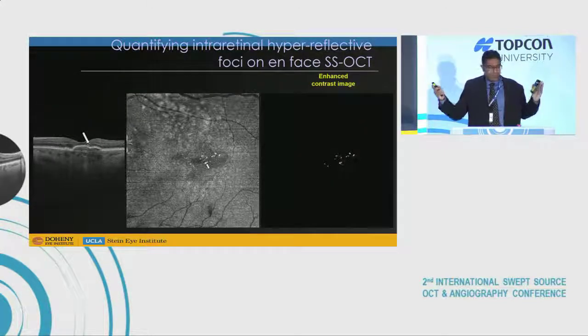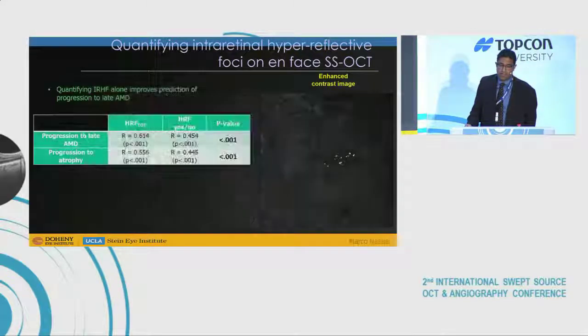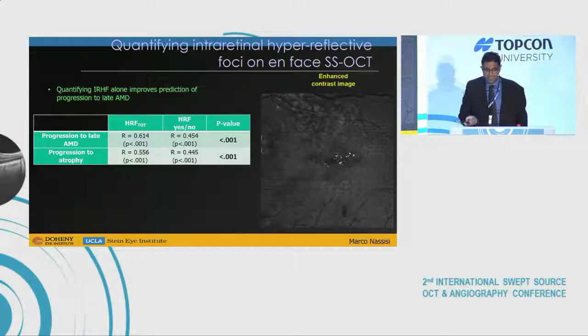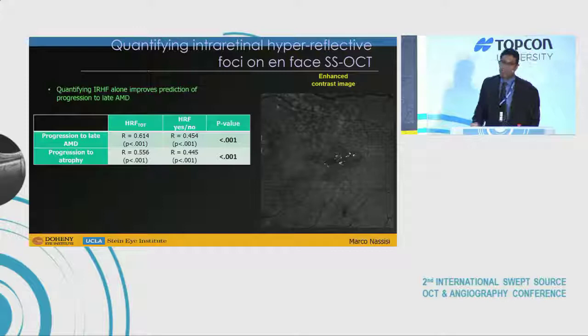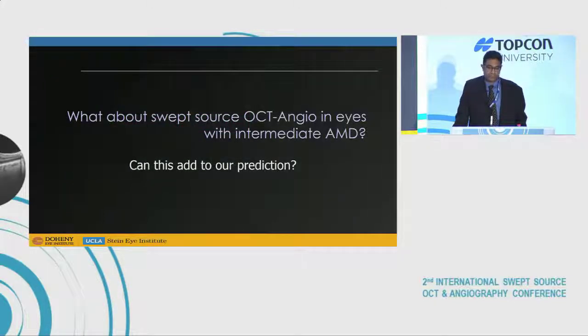But the big feature that seems to be most helpful is identifying these intraretinal hyperreflective foci, or areas of pigment migration, and you can actually quantify them now. In fact, this is from recent work done by my fellow Marco Nassisi from Torino, who demonstrated that our prediction, just using this alone, no other factor, quantifying them actually gave us additional predictive value compared to just a yes or no, are they present or not. So we think quantification has a role.